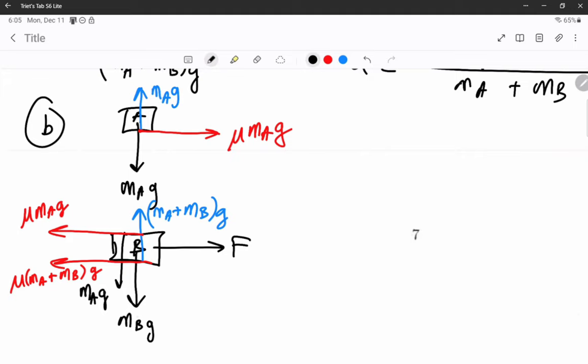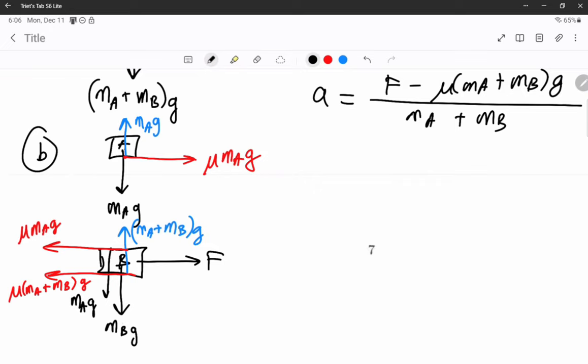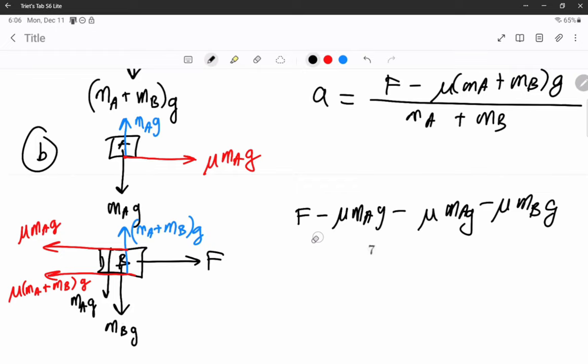So in this case, you can write an equation for both. Down here, you're going to have F minus mu mAg minus mu (mA + mB)g. You distribute that, it's going to be mu mAg and mu mBg, like this. And then this will be minus, and you have this cancel out, actually not cancel out, and it's going to be two of them.